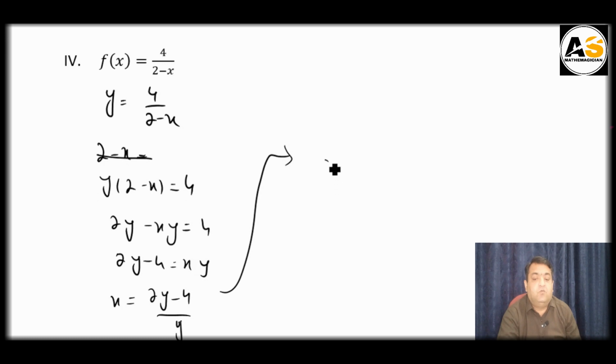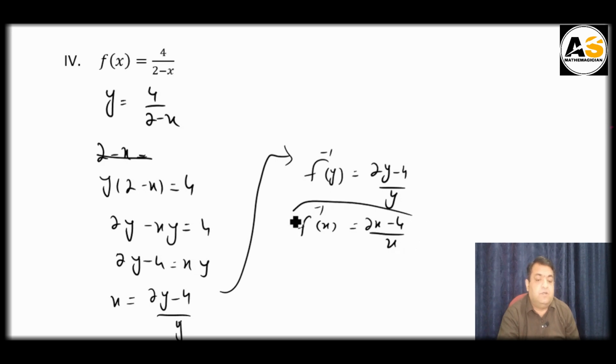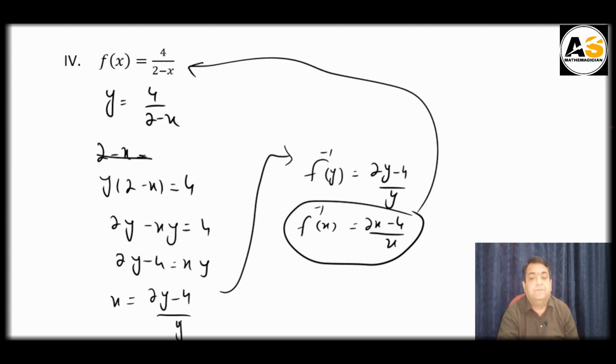And next, we will replace x by f inverse of y. 2y minus 4 over y, and then y will be replaced by x. 2x minus 4 over x. This is the inverse of this function.